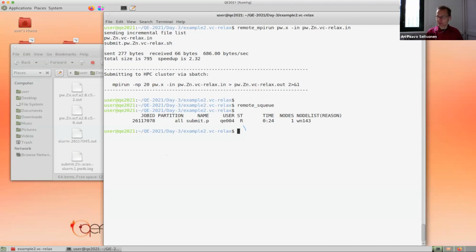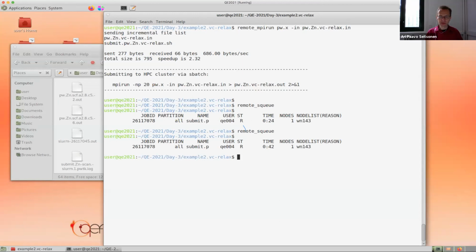Does anyone have problems so far? Everyone is able to run MPI run remotely, PWTK remotely. Everyone is happy. Everyone gave up.